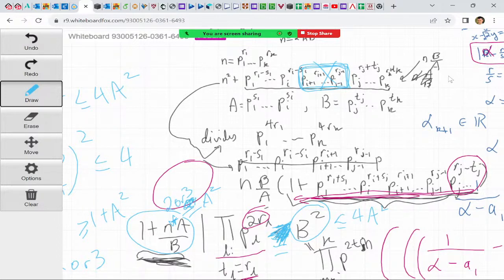Wait, what do we assume? 1 plus n a. We can't have any of that. Yeah, we don't have the extra 2 or 3, so it's just equal. You see, then he actually wants to consider all the cases. That's the rigor.